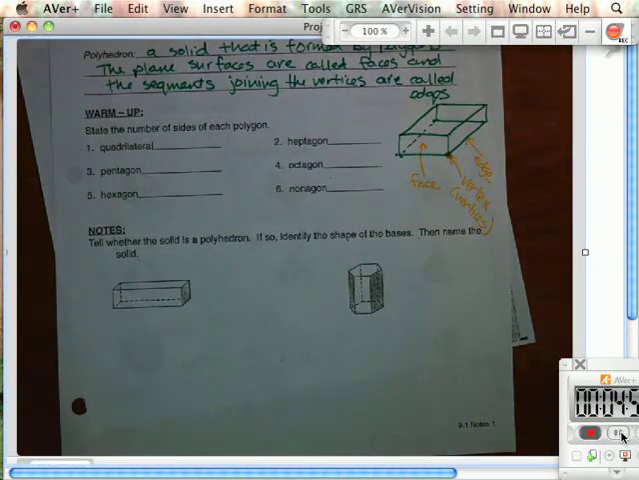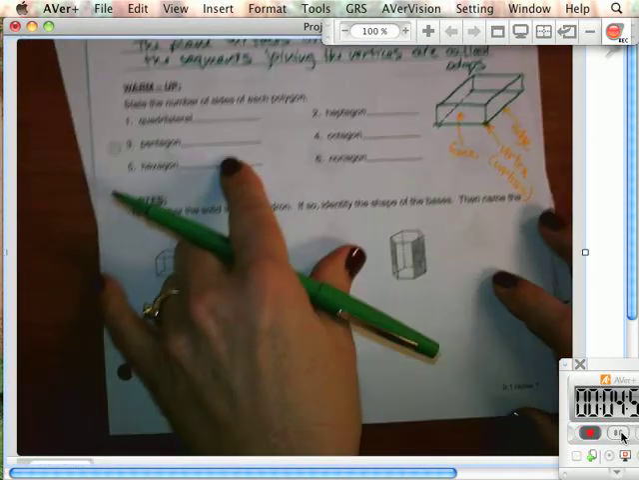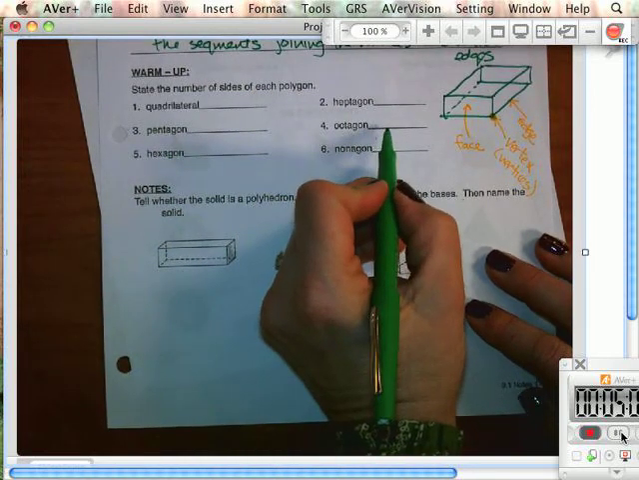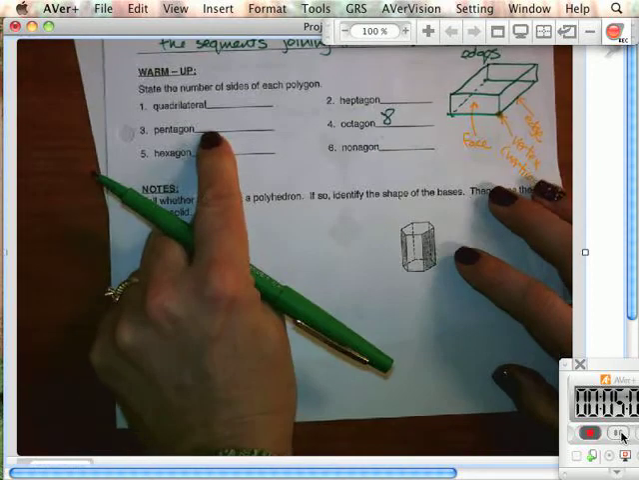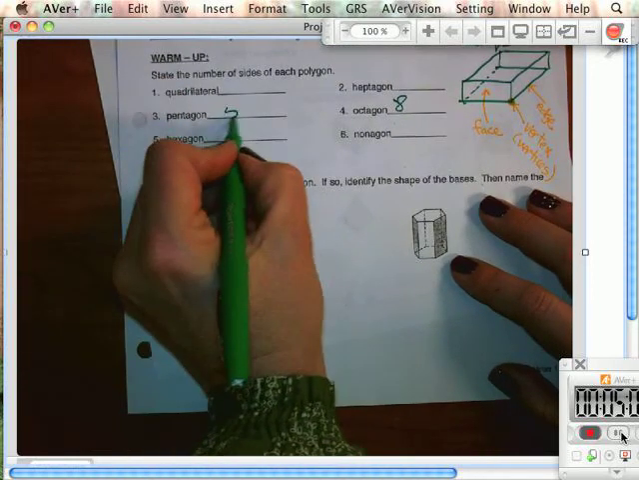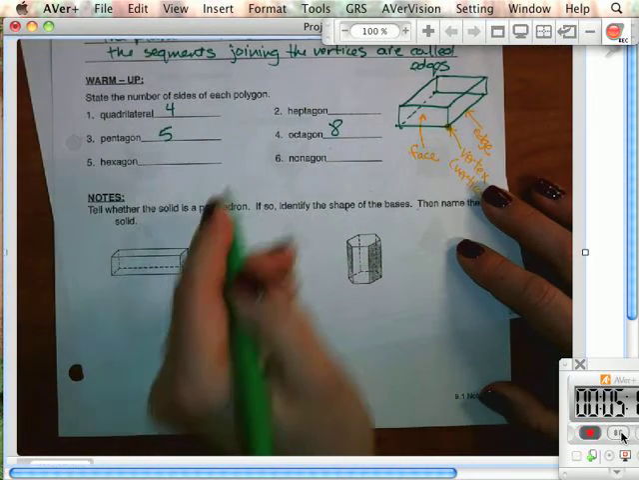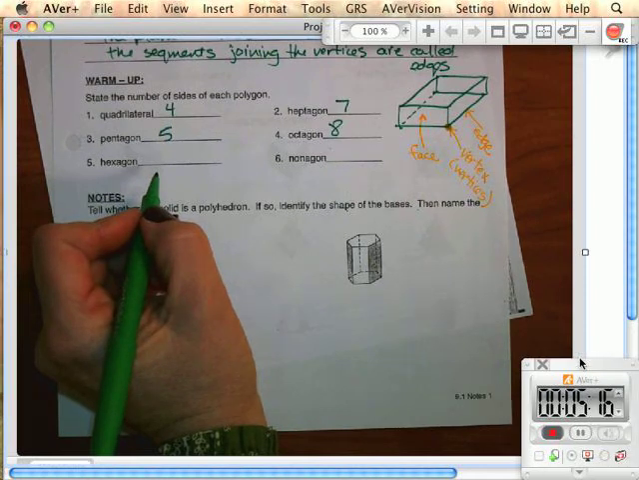Alrighty. So those are just some words we've got to work with. Let's do this real quick. We're going to do it together. State the number of sides of each polygon. What if we have an octagon? How many sides? This is flat. 8. How about a pentagon? 5. How about a quadrilateral? 4. How about a heptagon? 7. A hexagon? 6. 9.